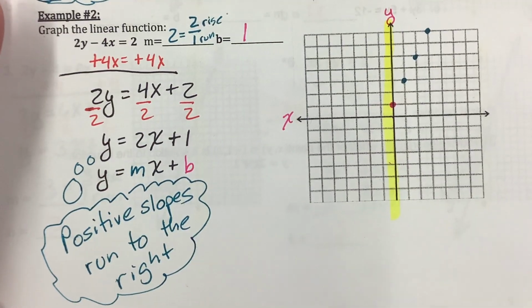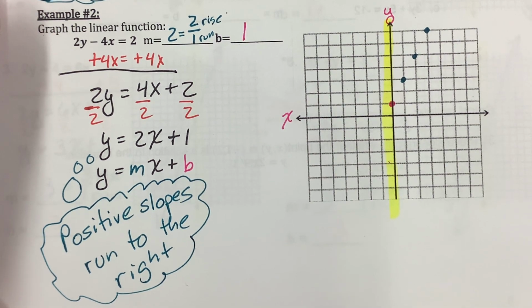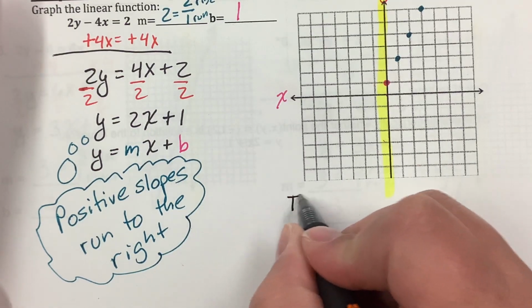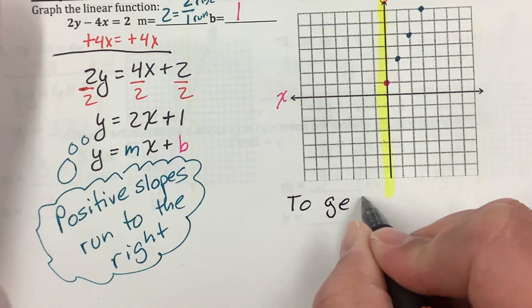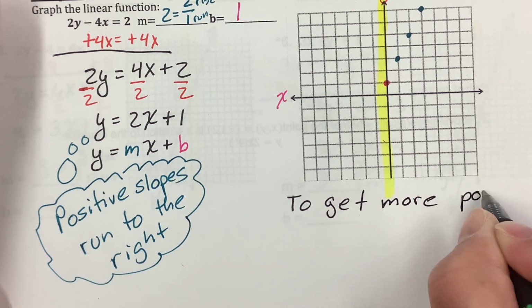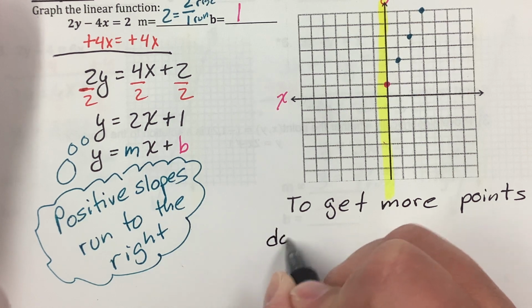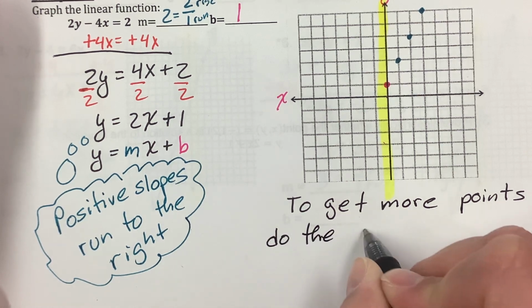Okay. Now, I could put more points on here. How do I do that? To get more points, you do the opposite. So there's another note: to get more points, do the opposite slope.